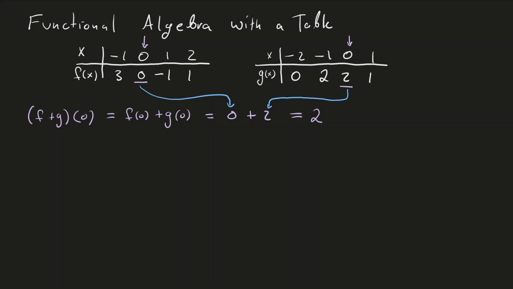Great. We can do f minus g at 1. So this is subtracting the two functions. So this is f of 1 minus g of 1. Well, going to f of 1 here, f of 1 is negative 1, and g of 1 is a positive 1, but we're subtracting. So that's equal to minus 2. So that corresponds to these points here.